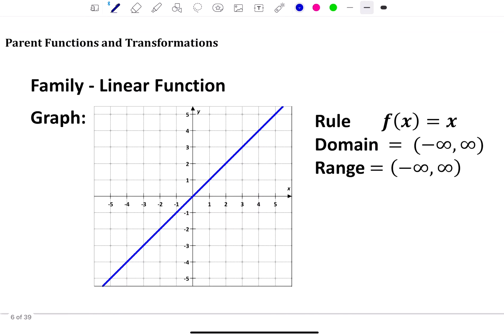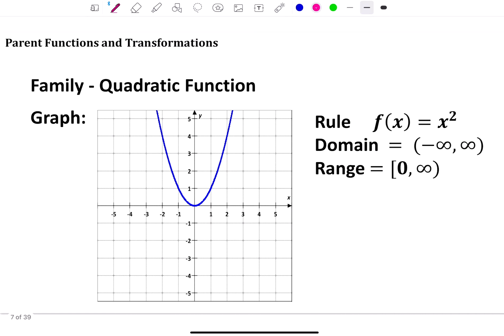Next parent function we're going to look at is a linear function, which is f of x equals x, or y equal to x. It's a straight line at an angle of 45 degrees, or the slope of the line is 1, and the y-intercept is 0. So this is a line in y equals mx plus b form, where the slope is 1 and the y-intercept is 0. Domain in this case is all real numbers, and range is also all real numbers.